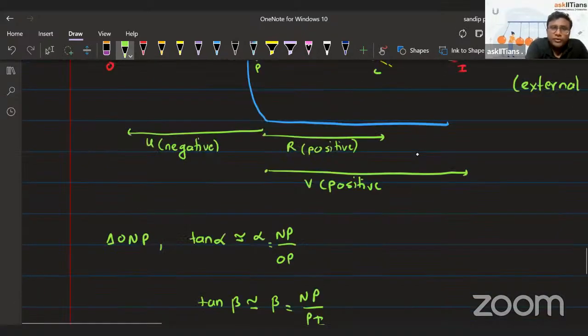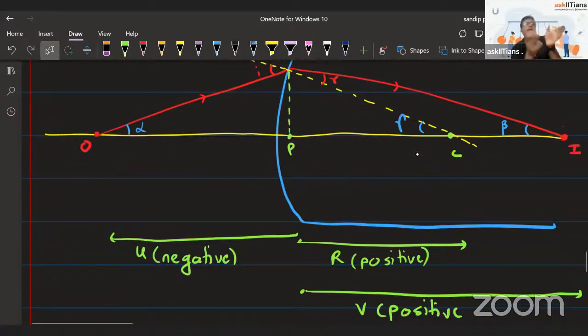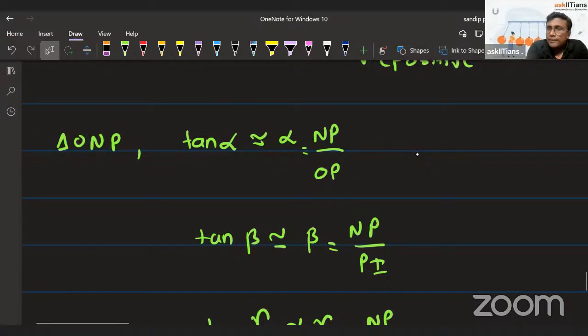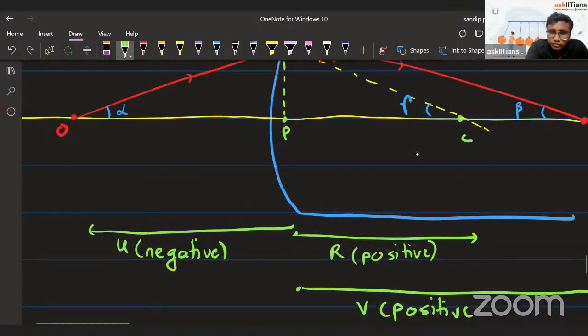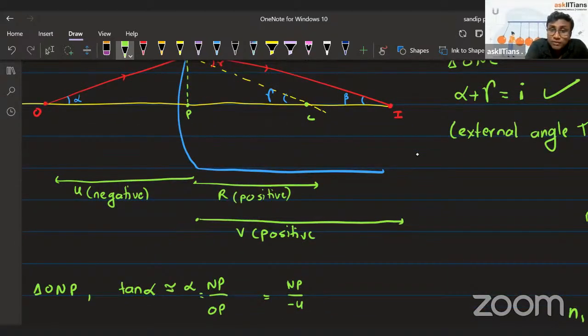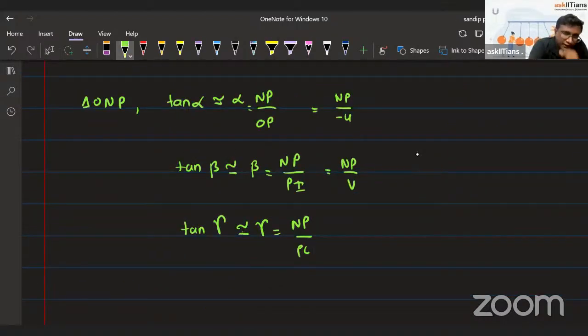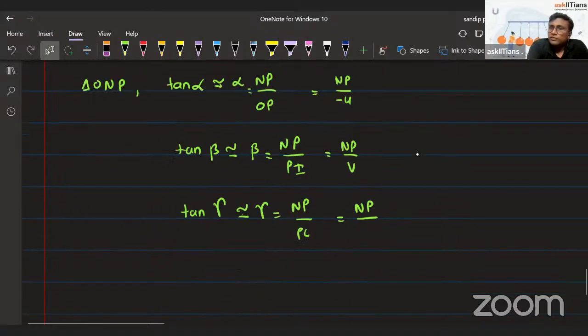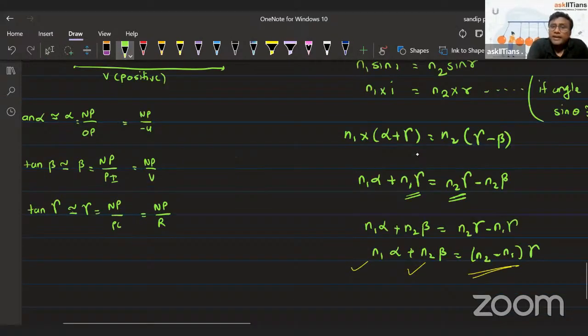Now, this OP, if you think, is nothing but the object distance here. So object distance will be negative U, I can say. That will be NP upon negative U. For PI, P to I, we can say it is a positive V, NP upon V, is equal to NP upon PC. PC is positive R. That's it. So use those alpha, beta, gamma here.